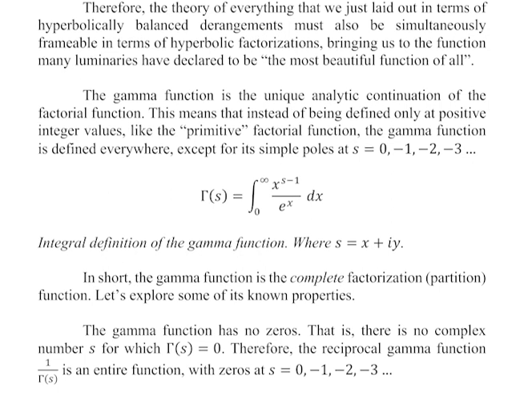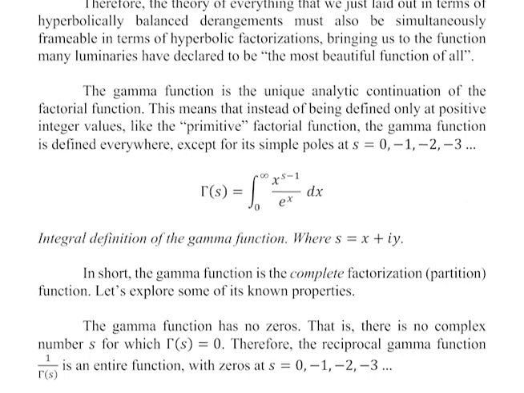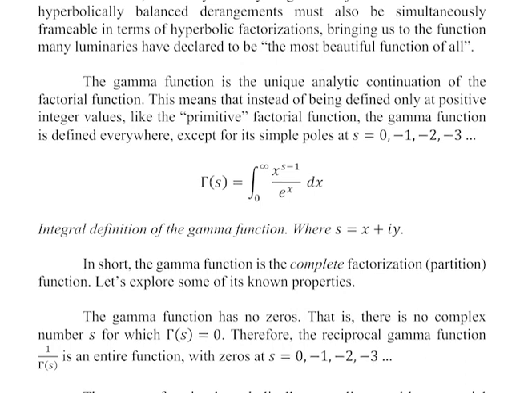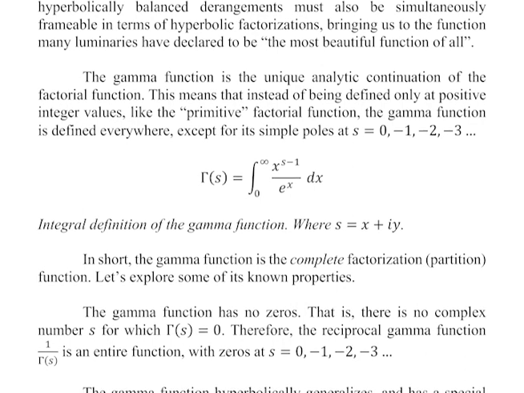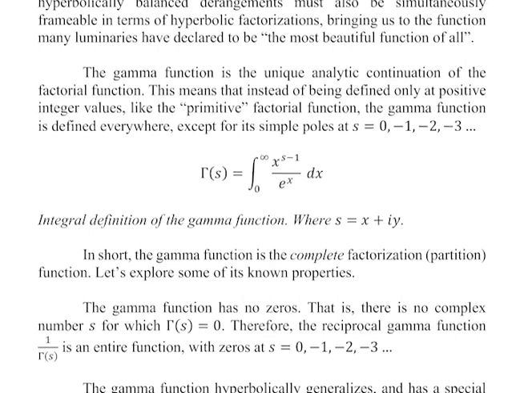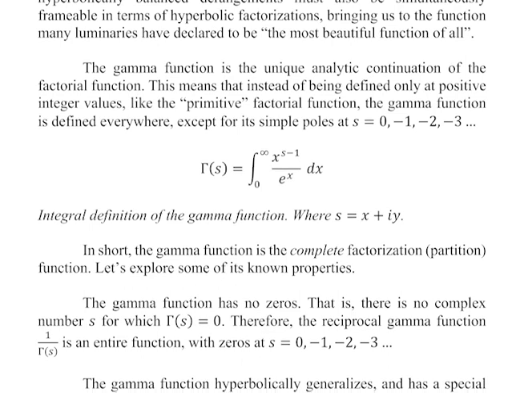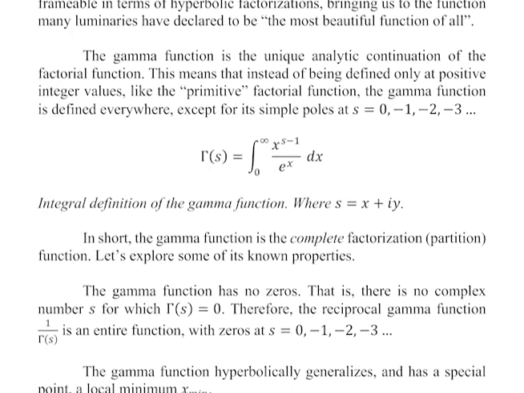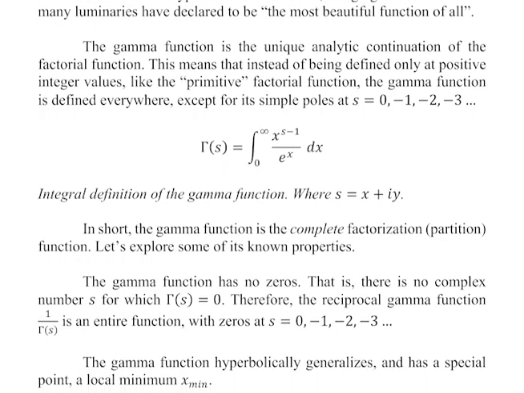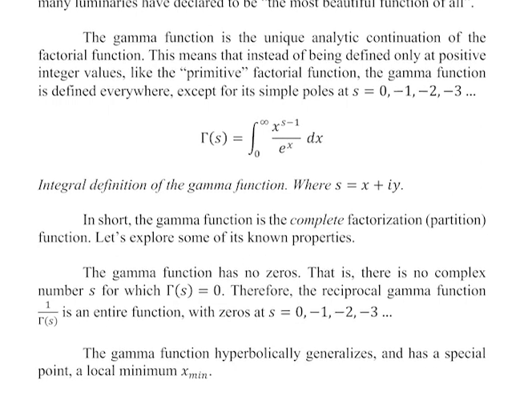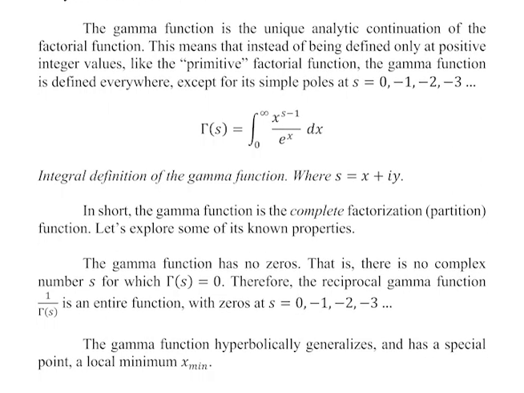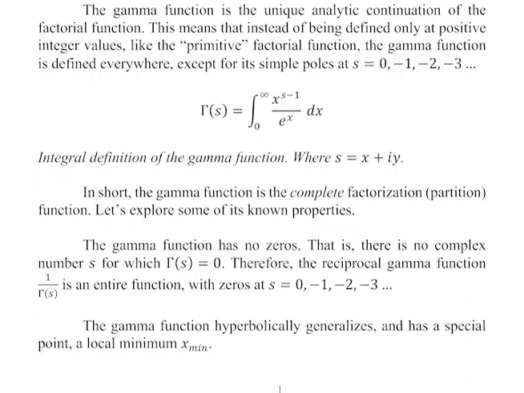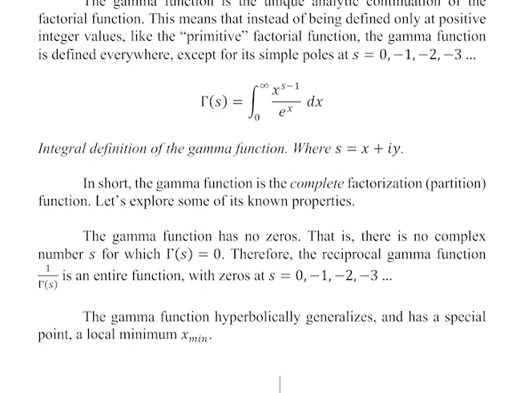This means that instead of being defined only at positive integer values, like the primitive factorial function, the gamma function is defined everywhere, except for its simple poles at s equals 0 and negative 1 and negative 2 and negative 3 and so on. The integral definition of the gamma function, where s is equal to the complex number x plus iy, is just the integral from 0 to infinity of x to the s minus 1 over e to the x dx. In short, the gamma function is the complete factorization or partition function.